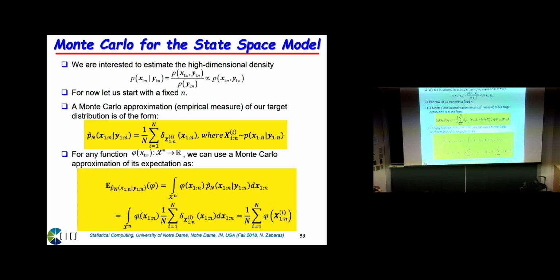All right, now we go to the real problem. We go back to the state space model. Since we reviewed importance sampling, let's go back to the real problem. I'm not going to do anything new in the next 10 minutes.